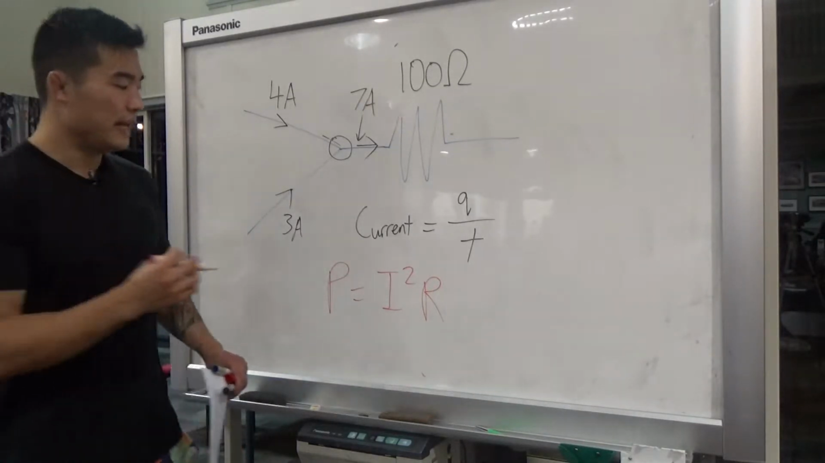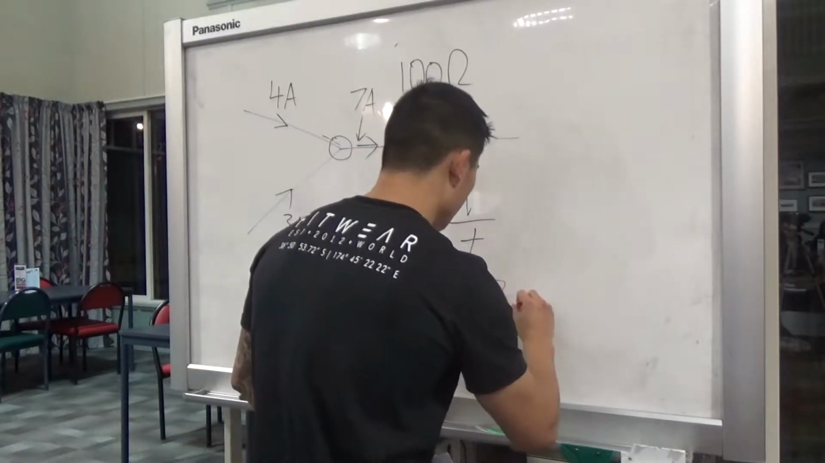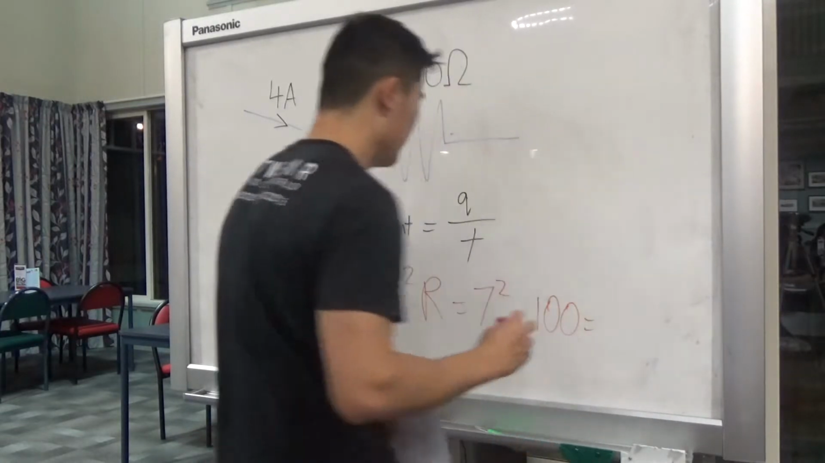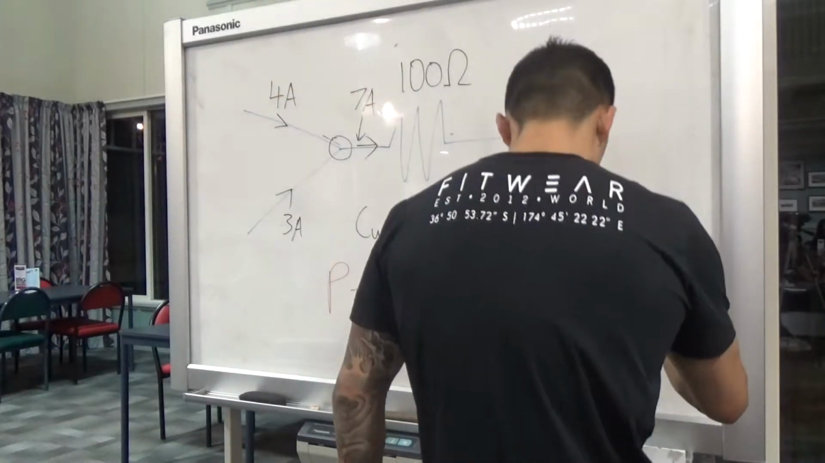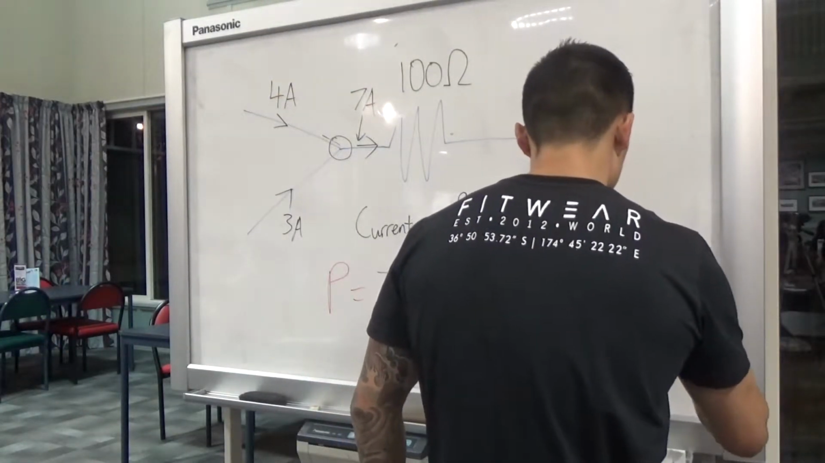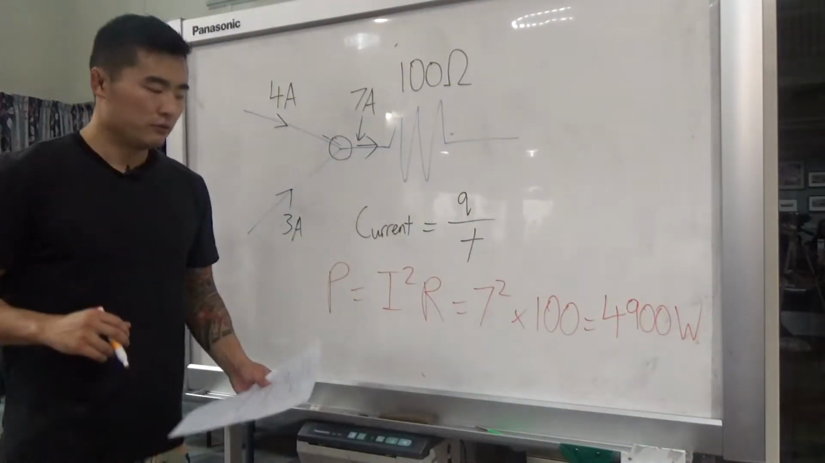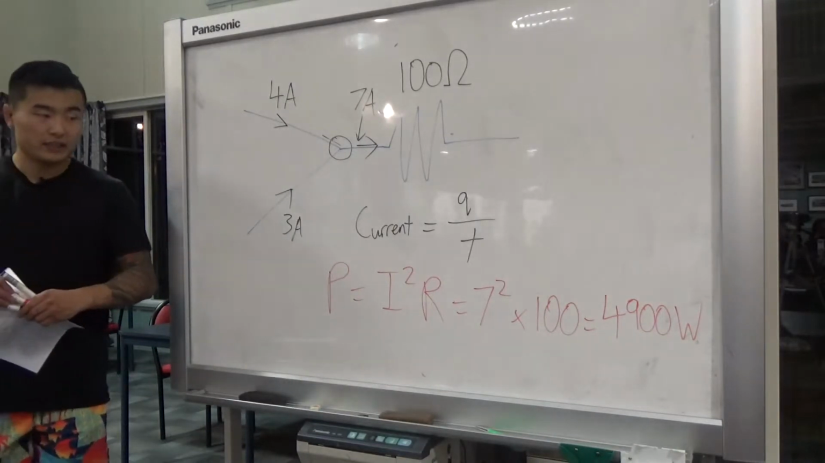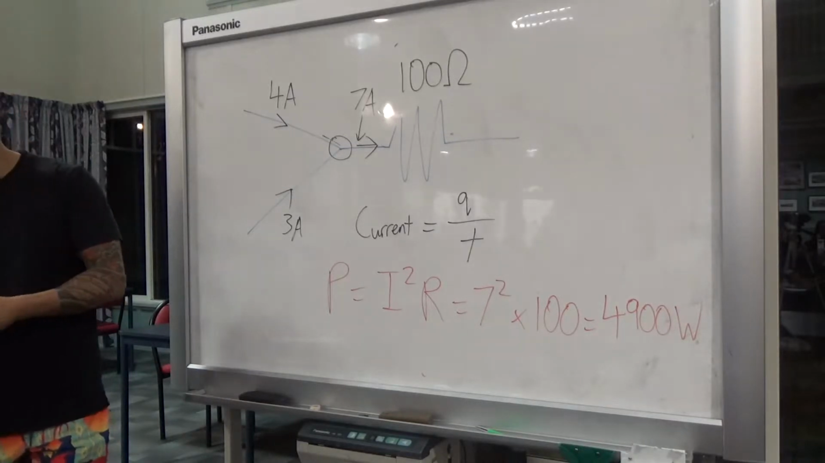Here our current is 7. So 7 squared times our resistance, which is 100, would give you 4,900. So 4,900 watts, which is 4.9 kilowatts. Just divide that by 1,000 to get kilowatts. So your answer will be E.